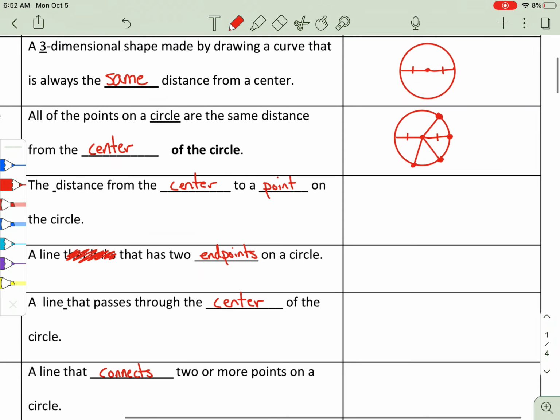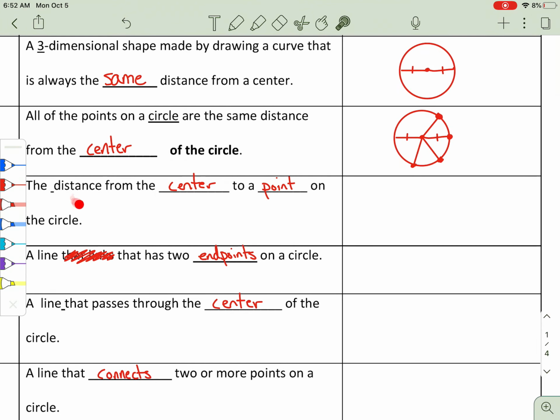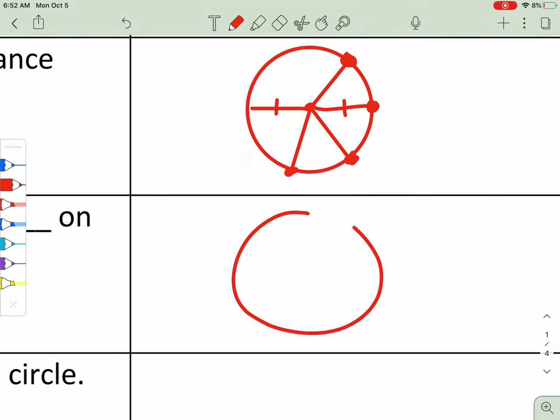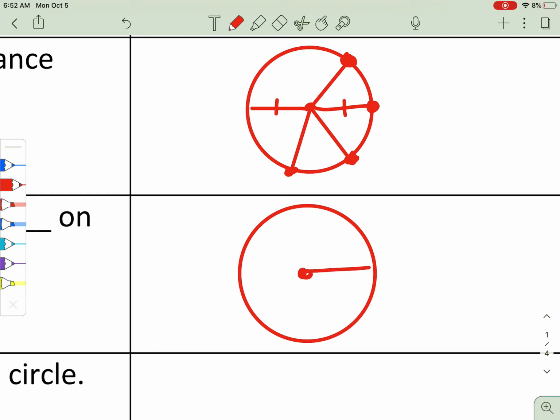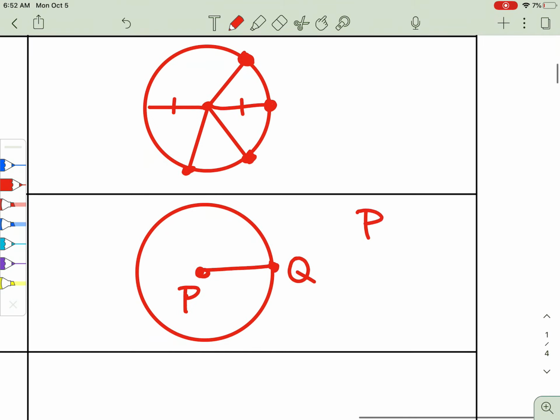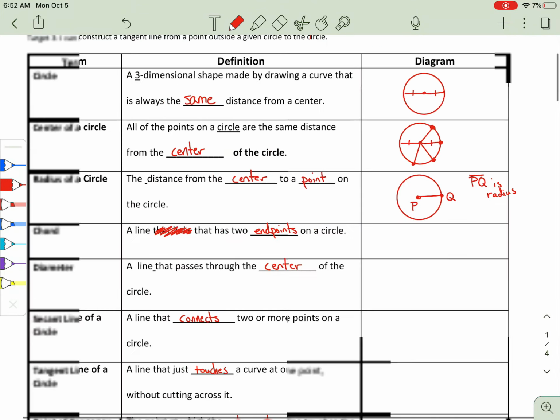What is the radius of a circle? The radius is the distance from a center to the point on the circle. So the radius, if I draw a circle, and then I put a point, and I draw this line, and let's say I call this point P and point Q. So we would say PQ is the radius. It's from the center to the outside.